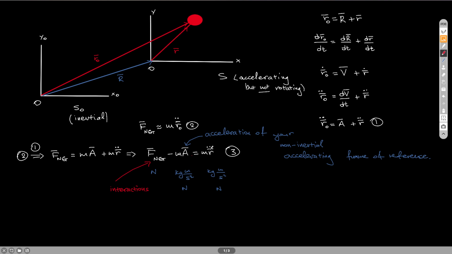Once you have the acceleration, you find the velocity, you find the position of your system, and you have your equations of motion. So once you set up Newton's second law for your non-inertial frame of reference, you proceed in the same way that you would proceed otherwise.